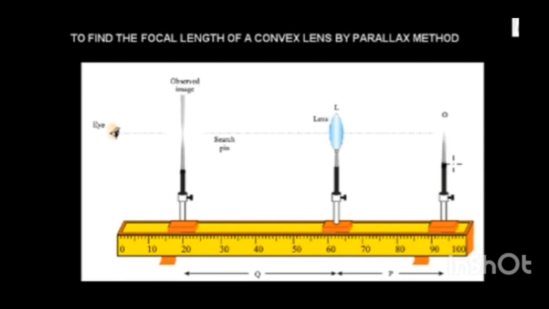Students, to adjust the apparatus, you can see in the figure, this is our object needle, this is our lens stand, and this is our image needle, and above the image needle we can see the inverted image of the object needle, and through here we can see the inverted image.